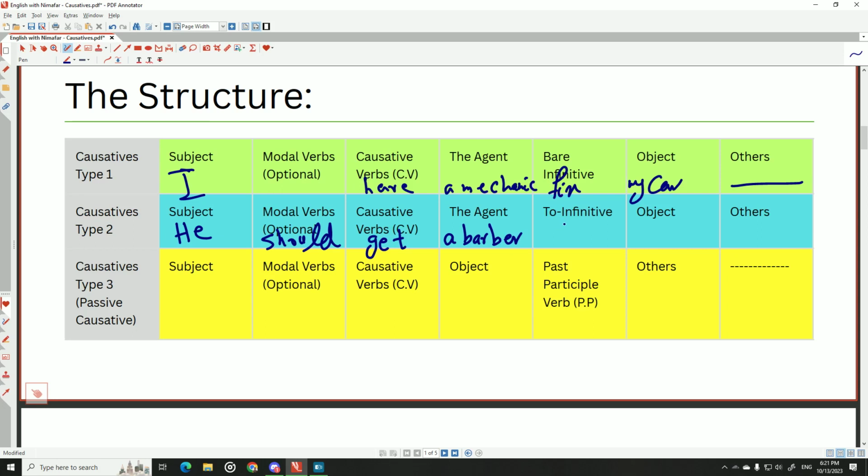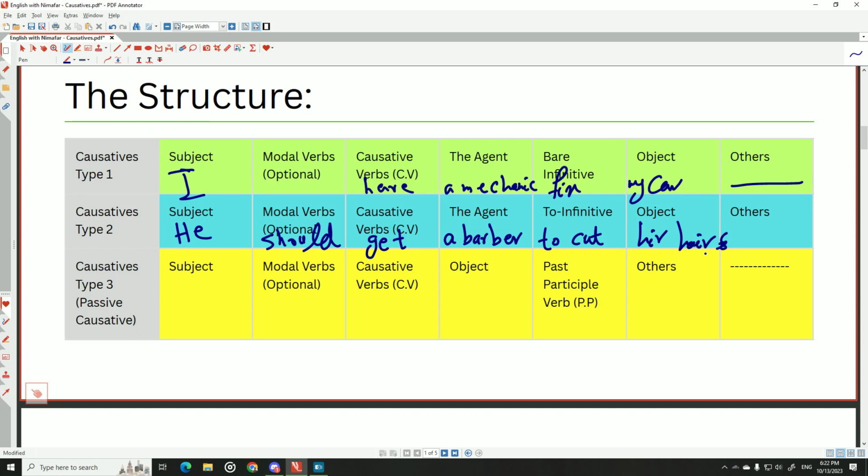To infinitive, it's pretty obvious. To infinitive means, for example, to plus verb. To cut. Let's say, to cut his hair. Okay, so, that's it. And others, we don't care about others, like, for example, yesterday, tomorrow, others.